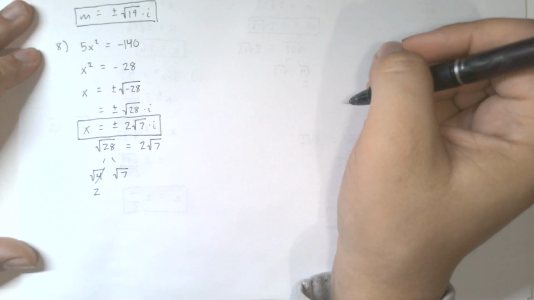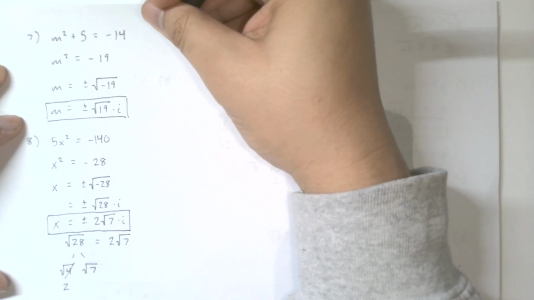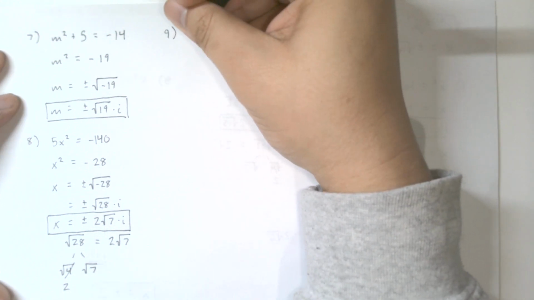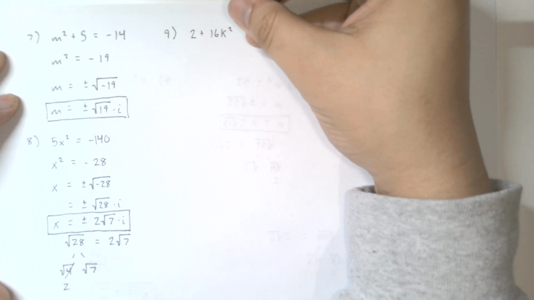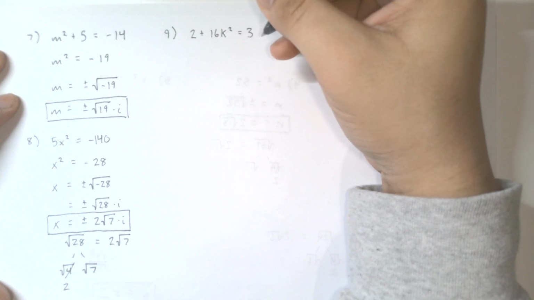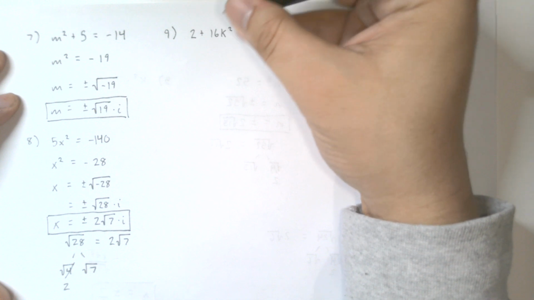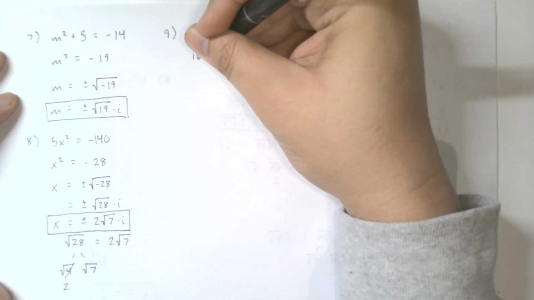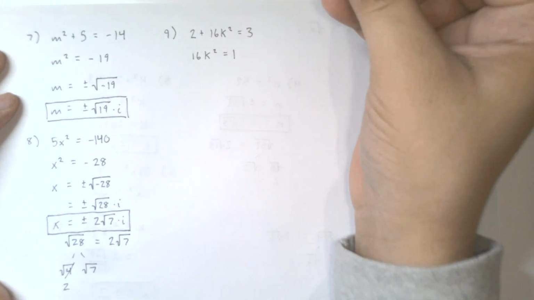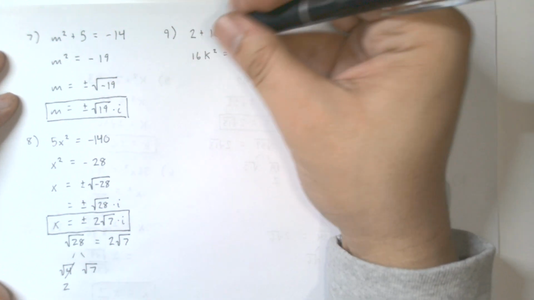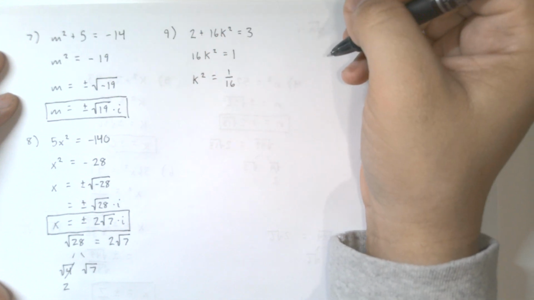Do we have enough room for 9? Nah, move up here. For number 9, we have 2 plus 16k squared is equal to 3. We want to move that 2 over to the other side. So now we're going to have 16k squared is equal to 1. Divide by 16 on both sides. We get k squared is equal to 1 over 16.